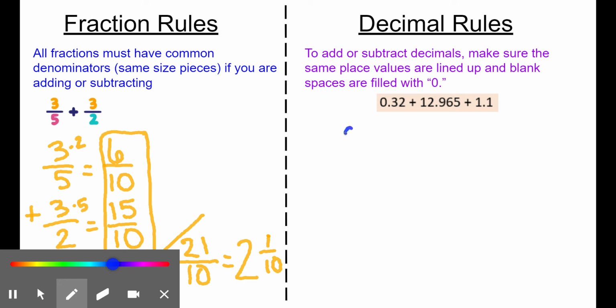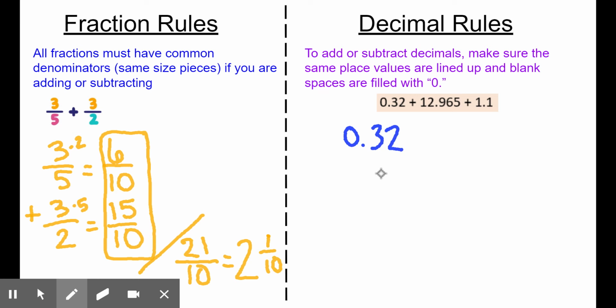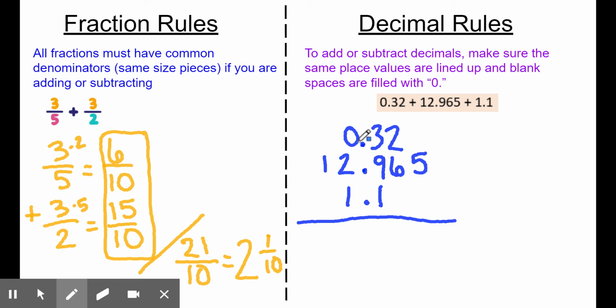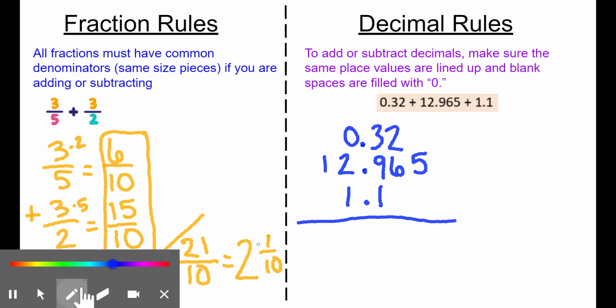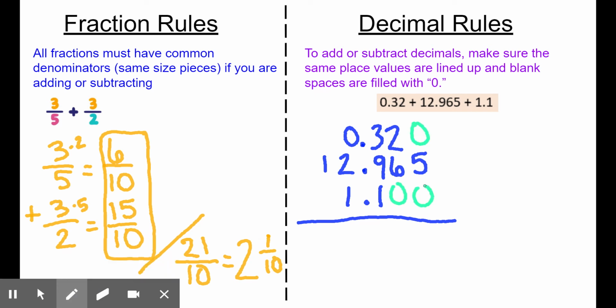I'm going to take my first one, 32 hundredths. I'm going to add it to 12 and 965 thousandths, and then 1 whole and 1/10. You notice the decimal point is lined up. The reason for that is if the decimal points are lined up, I know all of my place values are lined up. And then something that's helpful is filling in those empty spaces with zeros just for organizational purposes, if it helps.